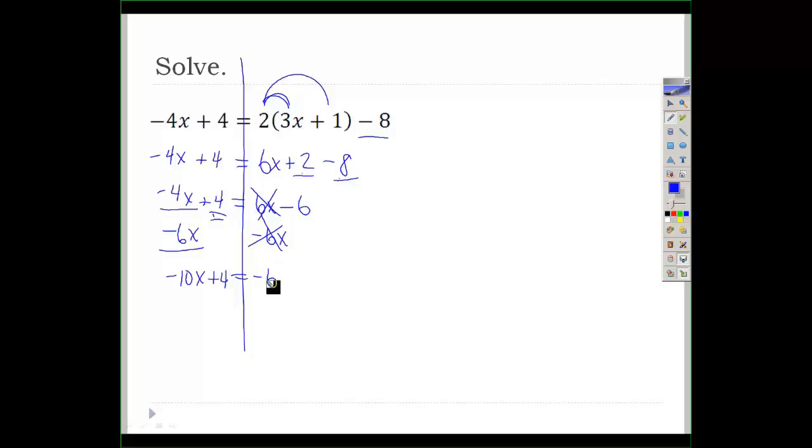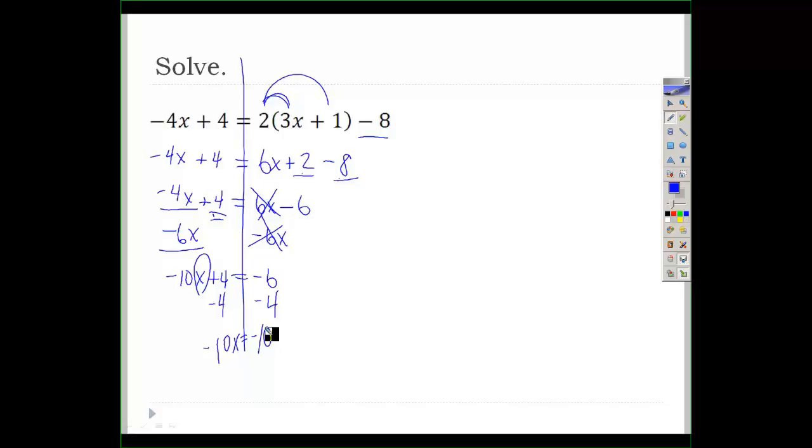Now that I have my x's on one side, and I've combined the like terms, I just need to solve by adding, subtracting, then multiplying or dividing. I'm going to say minus 4 from both sides to get rid of that positive 4, because remember, what we're solving for is x. We want x all alone. Negative 10x must equal negative 10. Alright, and I'm almost there. I've almost got it solved for.